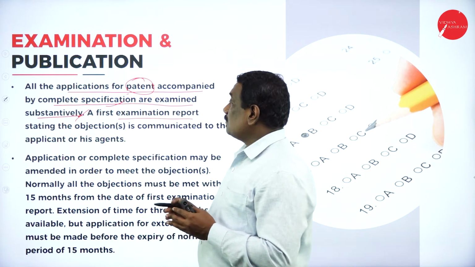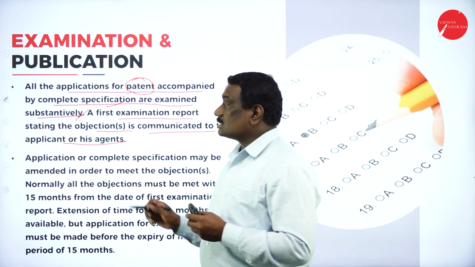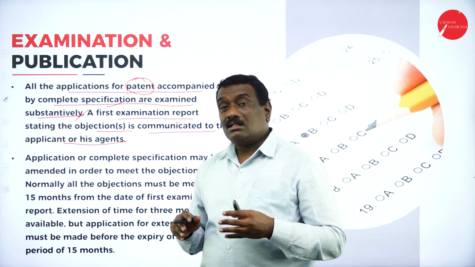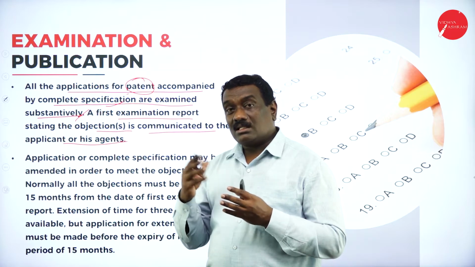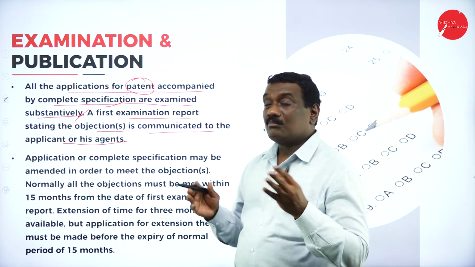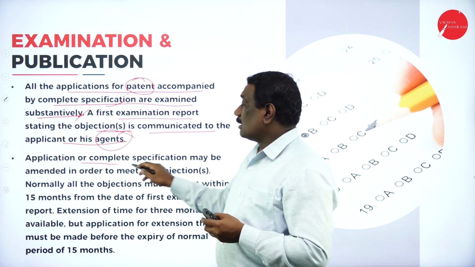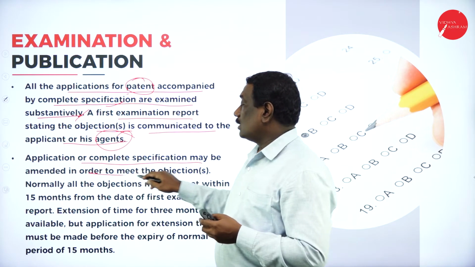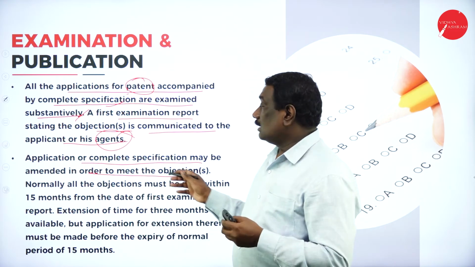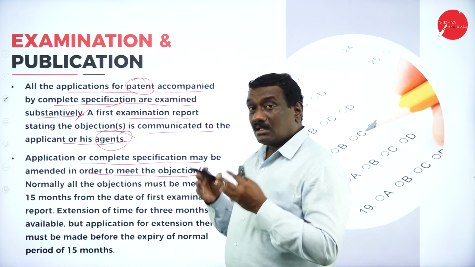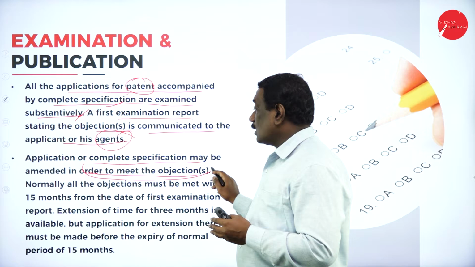At first, the examination report stating the objections is communicated to the applicant or his agent. At the beginning, if there is any opposition to this particular patent right from any other or third party, that will first be communicated to the agent or the applicant. The application or the complete specification related to the subject matter of the patent rights may be amended in order to meet any such objections.